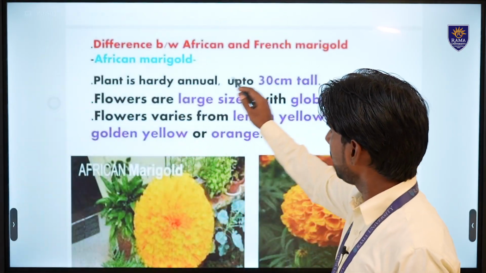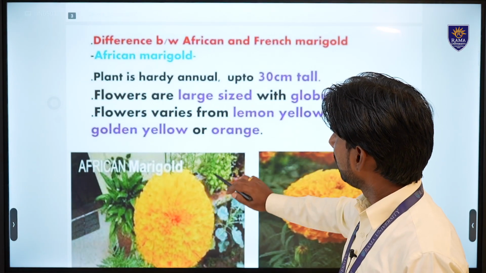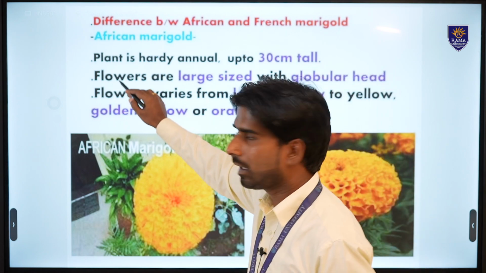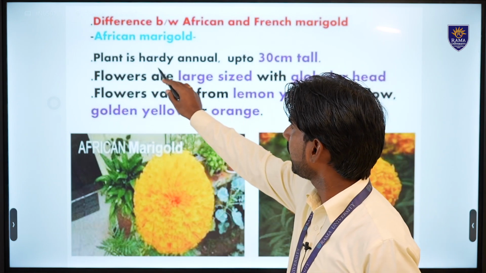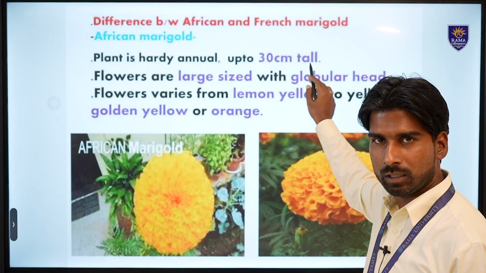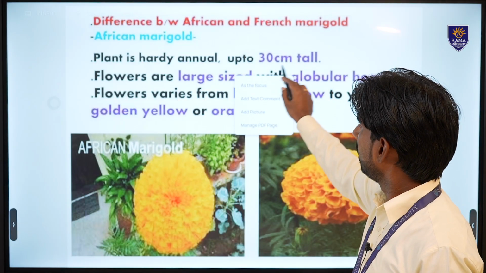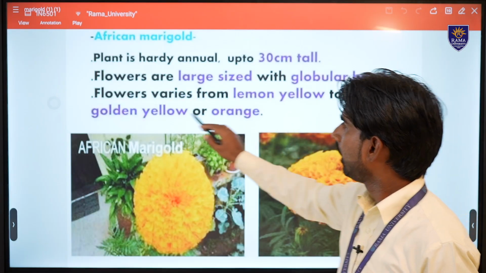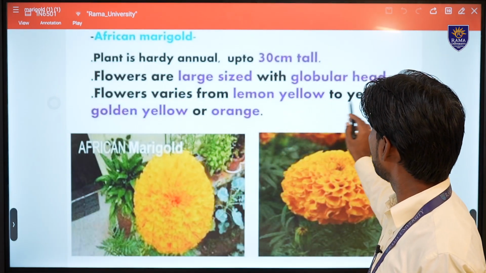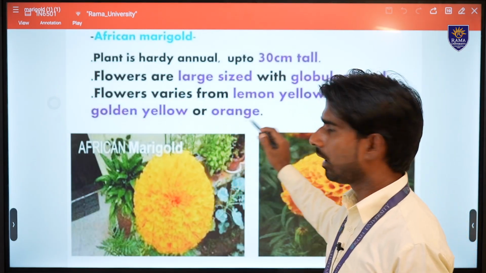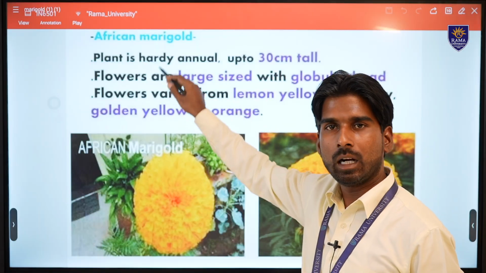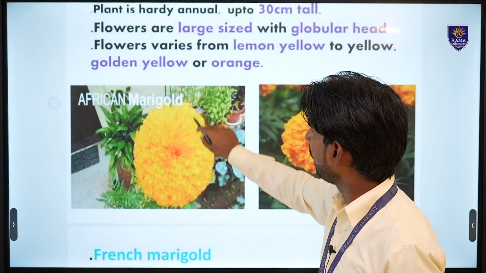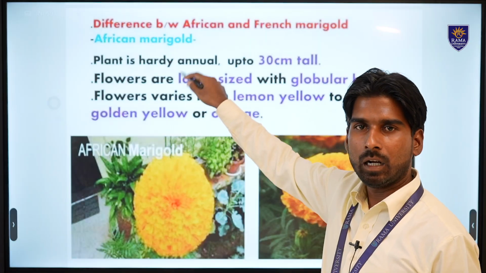Here we can clearly see the picture of African marigold and French marigold. African marigold is a hardy annual up to 30 centimeter. Flowers are large in size with a globular head. Flowers vary from lemon yellow to yellow, golden yellow or orange. This is the character of African marigold.